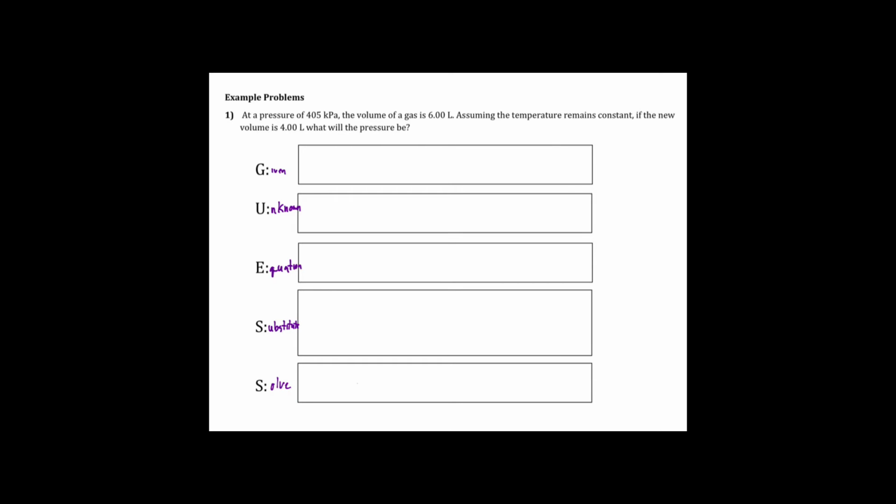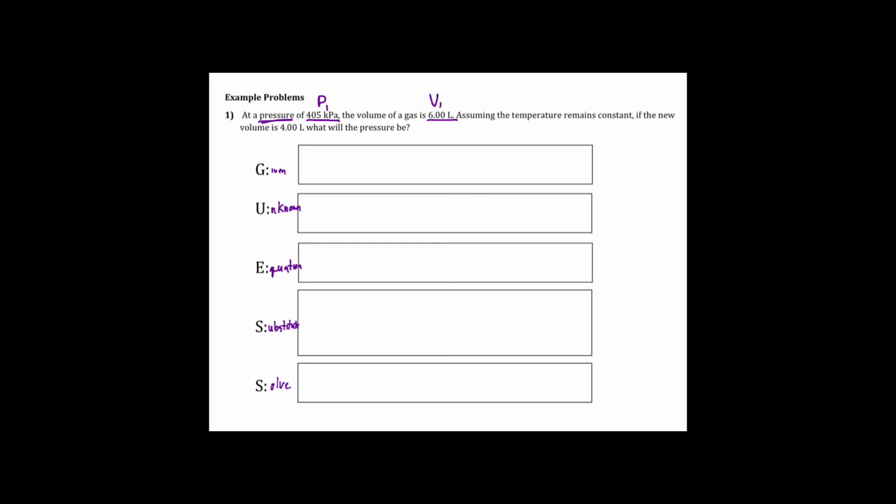And so let's go ahead and take a look at this here. So let's go ahead and read this problem here. It says at a pressure of 405 kilopascals, and real quick, this kPa is a pressure. How do we know it's a pressure? Because it says it right there. It says it's at a pressure of that many kilopascals and a volume of 6 liters. Okay, so we're starting with a pressure and a volume. This is the initial pressure and this is the initial volume.